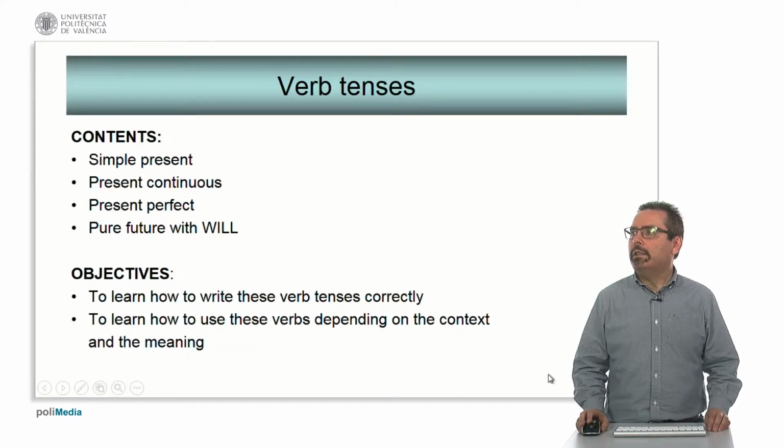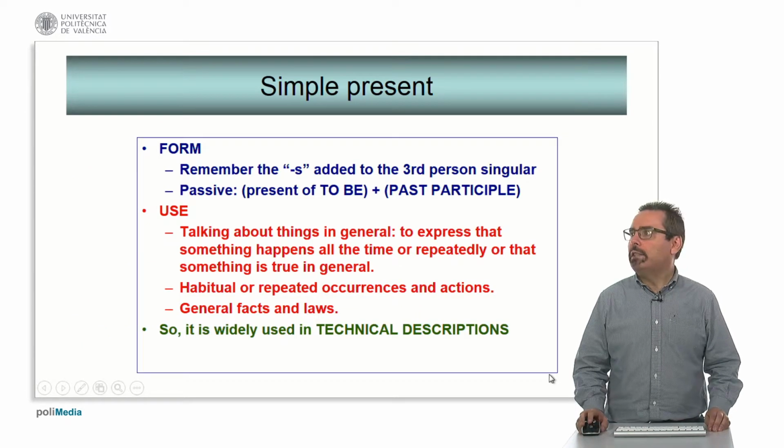The contents. We will have a look at these verb tenses: simple present, present continuous, present perfect, and future with will. The objective is to learn how to write or to form these verbs correctly, and also to know how to use them depending on the situation and the meaning of the context. Let's start with the simple present.